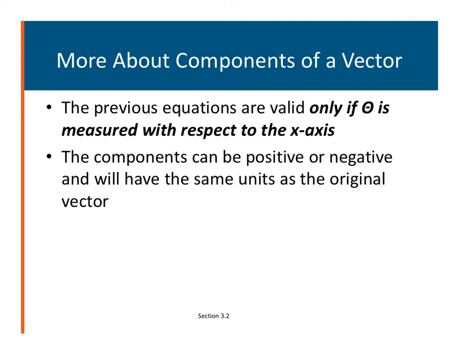One extremely important thing to remember is that those formulas only work if and only if theta is measured with respect to the x-axis. So we must measure the angle from the x-axis. If it's not, then we can change our axis, and we'll talk about that in a moment. The components can be positive or negative, so they can be in the positive x direction or negative x direction, positive y direction, negative y direction, but the angle must be from the x-axis. And the components also have the same units as the original vector.